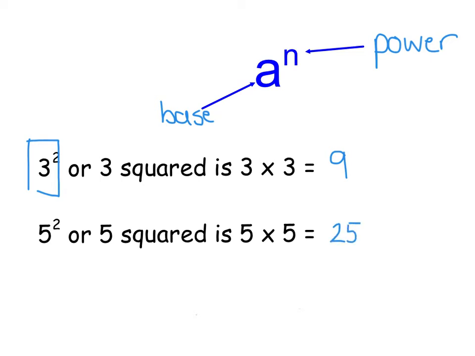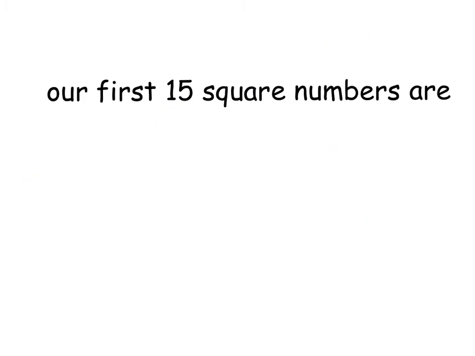Now, we'll expect you to be able to square the first 12, maybe the first 15 numbers without using a calculator at all. So the first 15 square numbers are 1 times 1 is 1, 2 times 2 is 4, 3 times 3 is 9, 4 times 4 is 16, and so on. I wonder if you could pause the video and tell me what the next 5 would be. Have a try. If not, I'm just going to write them in for you.